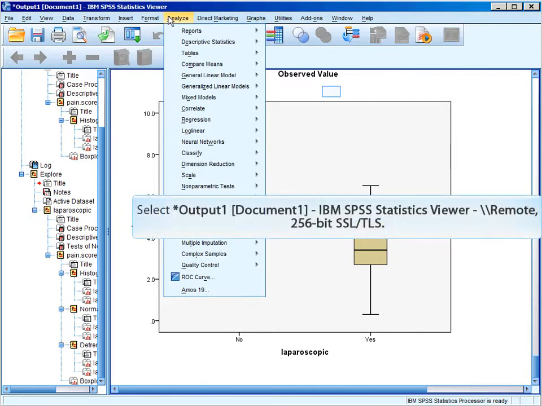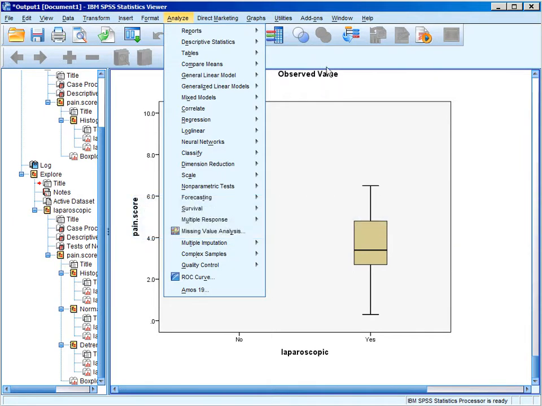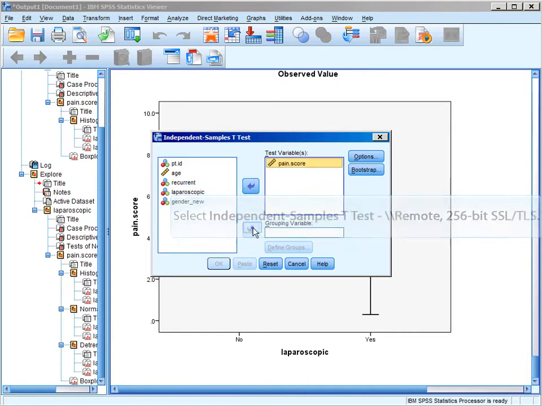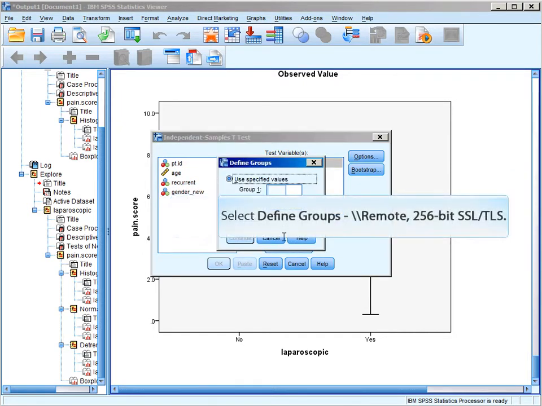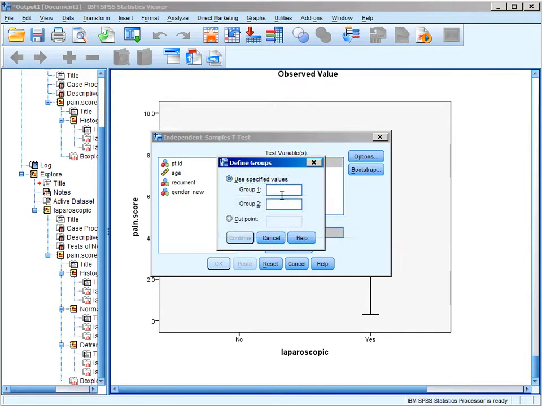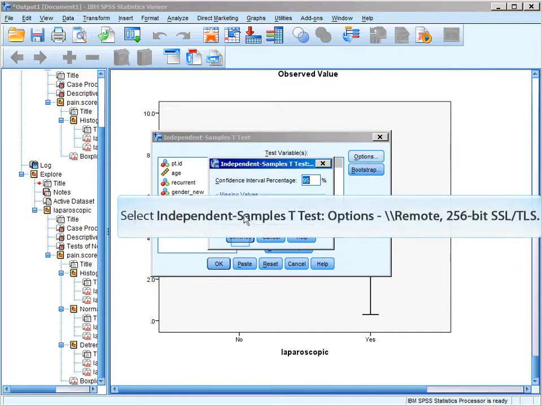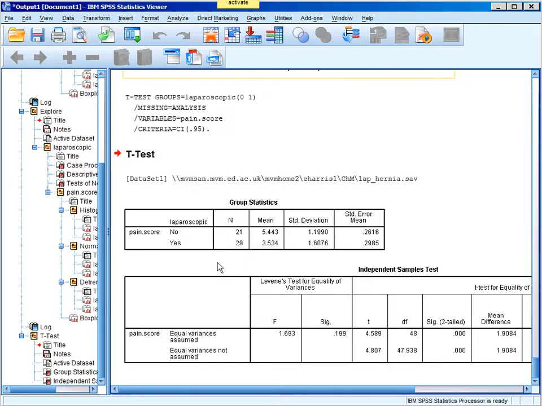Analyze, Compare Means, Independent Samples t-test now rather than one sample. We're wanting to look at pain score and we're wanting to compare laparoscopic. Define the groups. The groups are 0 for no and 1 for yes. That's what we defined them as earlier. You can check the options, there's nothing to change there, and click OK. So here's what you get.